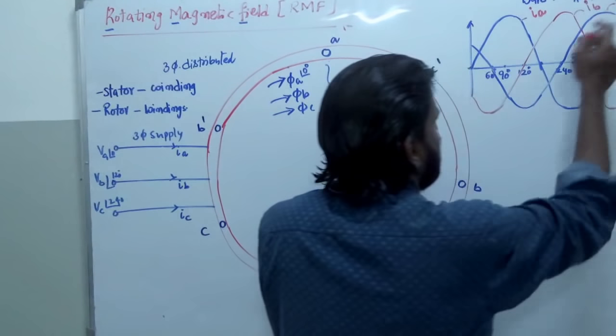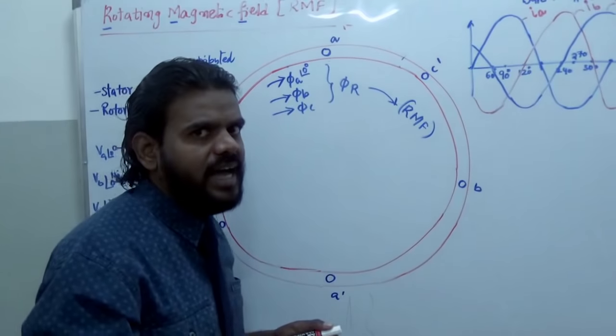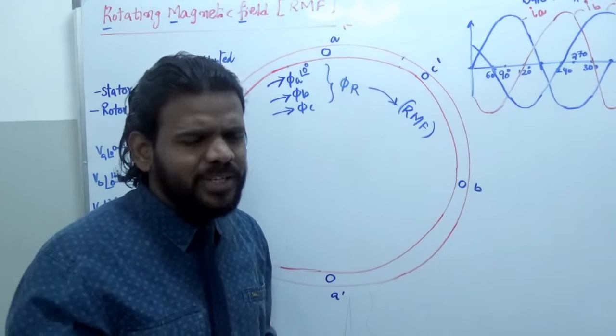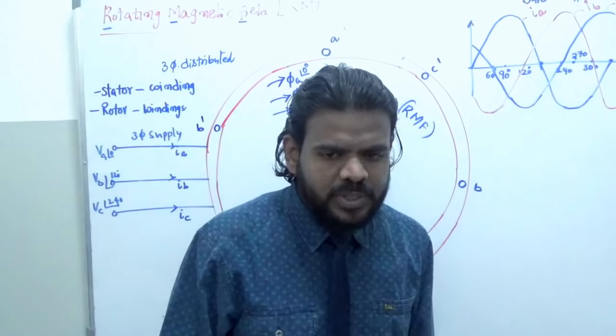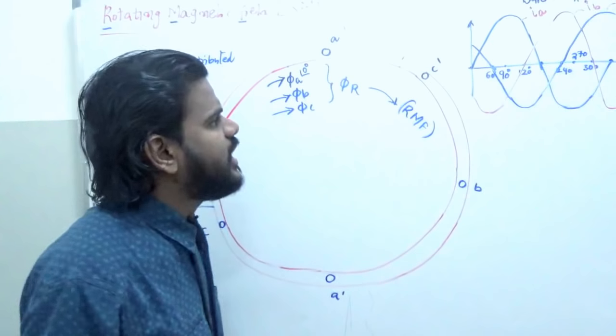Now, how to realize that the rotating magnetic field is really rotating? It's not the winding which is rotating, it's not the physical winding which is rotating, it is the flux produced in the winding that rotates. We'll see now how.